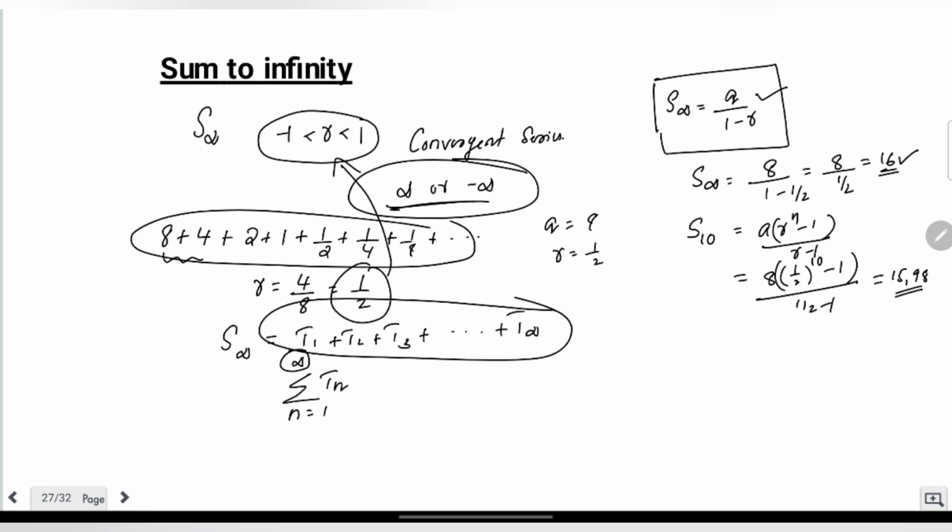But here I used only 10 terms. Did you see that? The answer is close to 16, right? Okay, very same, I'm going to use 100 terms, the sum of 100 terms.